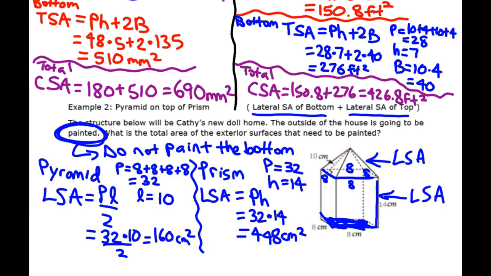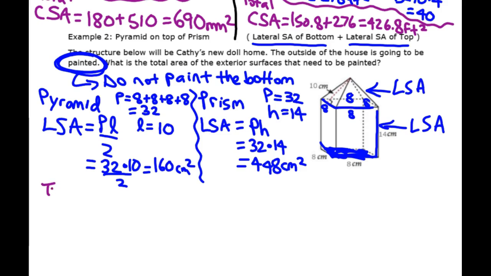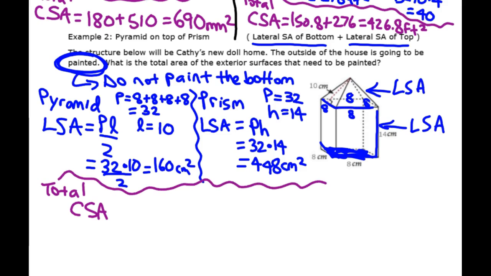And then, now that we have each lateral surface area, we can add them up, right? So for the total, for the composite surface area, I'm going to do 160 plus 448, and I'm going to get what? 608 centimeters squared. Okay?